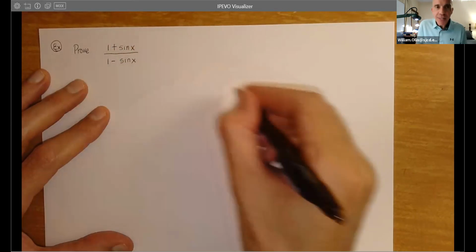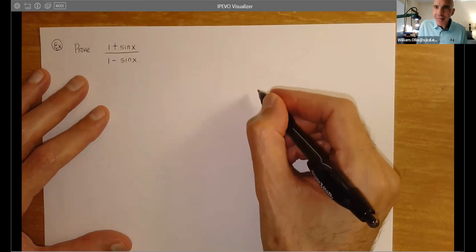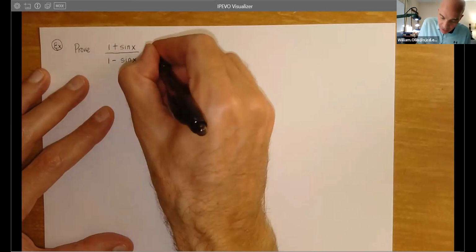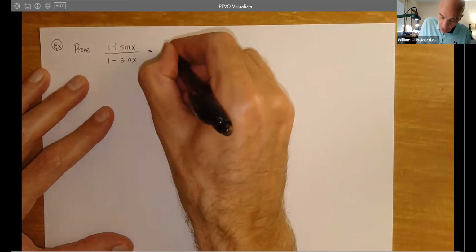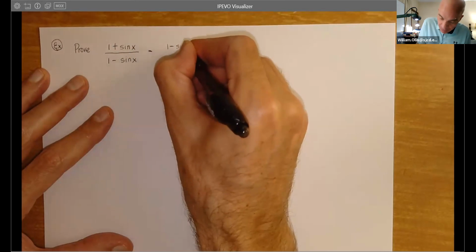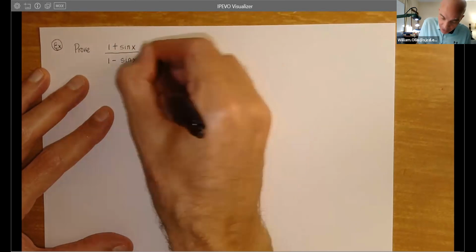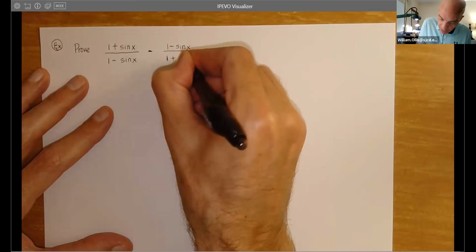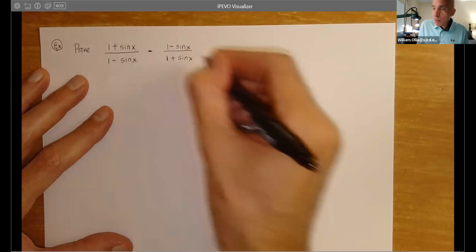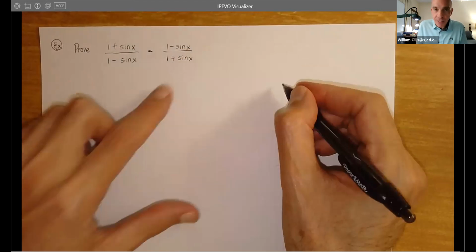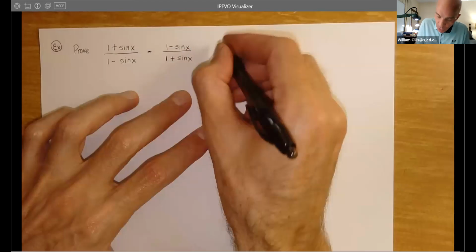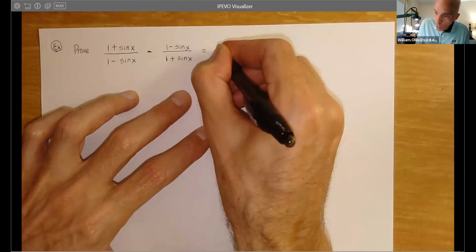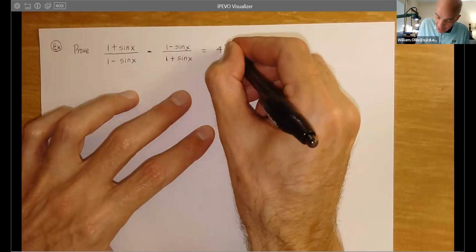So we have 1 plus sine x divided by 1 minus sine x, minus the reciprocal of this, 1 minus sine x. You can make up your own identities too and test your friends. Minus 1 minus sine x divided by 1 plus sine x. And this is equal to the product 4 tangent x secant x.